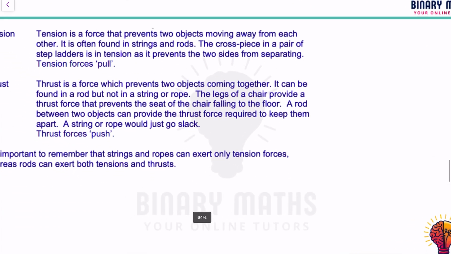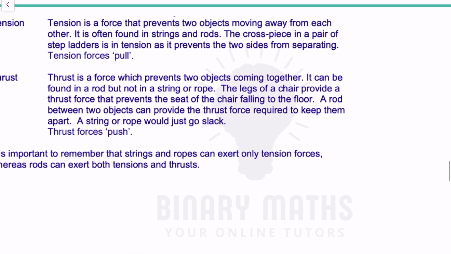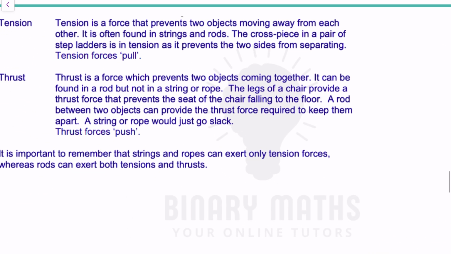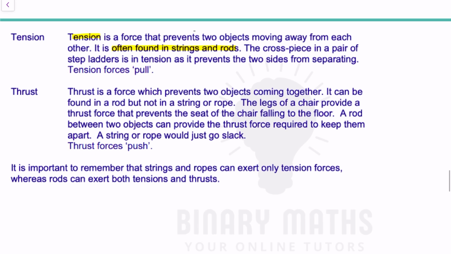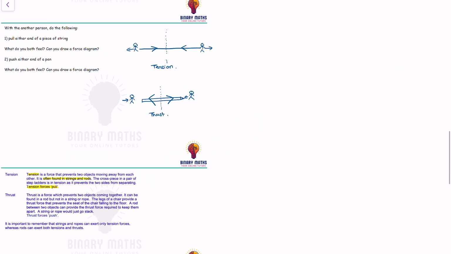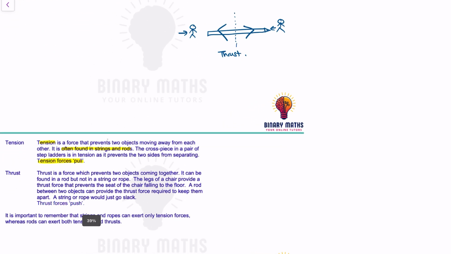So tension is a force that prevents two objects moving away from each other. It is often found in strings. So tension is found in strings and rods. The cross piece in a pair of stepladders is in tension as it prevents the two sides from separating. Tension forces pull. If you look at it, tension is pulling. That pulls the person to the middle.